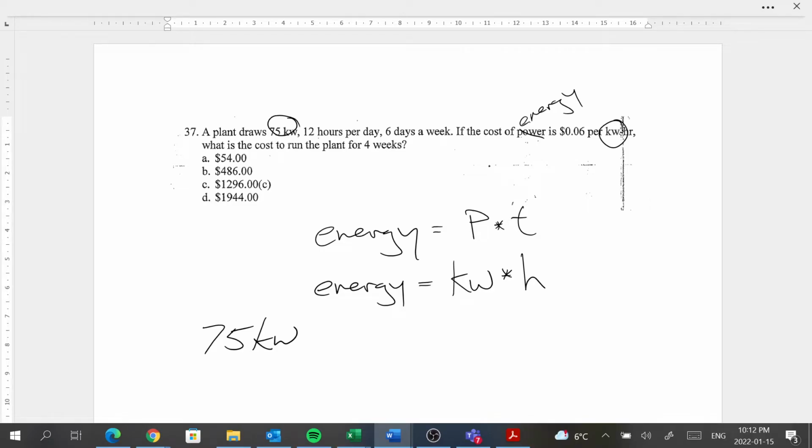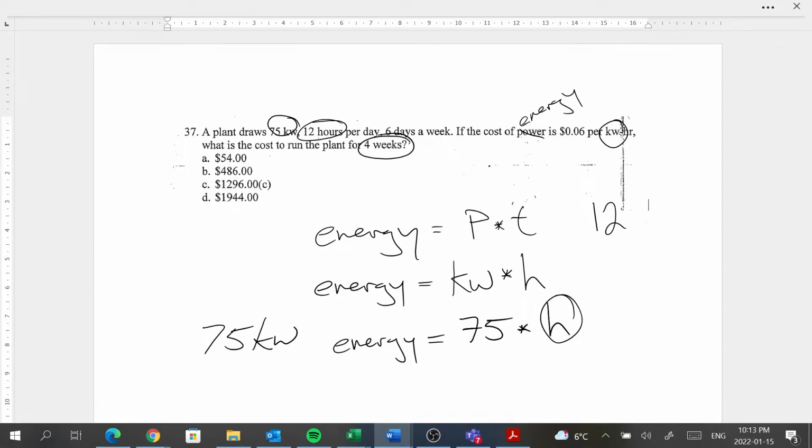So we know in this formula already that energy is equal to 75 times the amount of hours that it's running. So this is what we got to find here. How many hours is it asking us to find for? So we want to know for 4 weeks. Well, it's running 12 hours per day. And we know it's running 6 days a week. So we can take that 12 times 6.